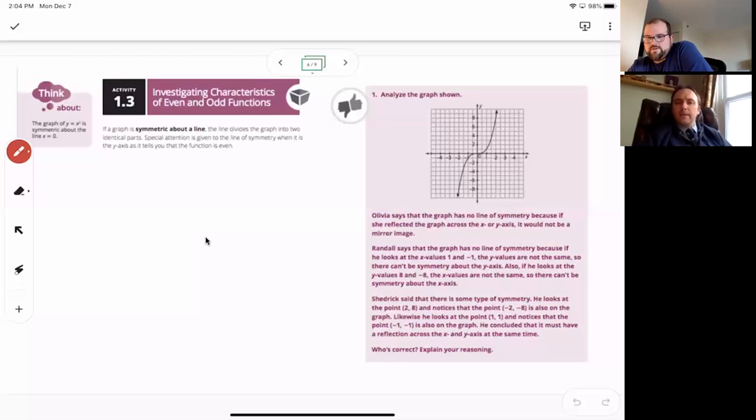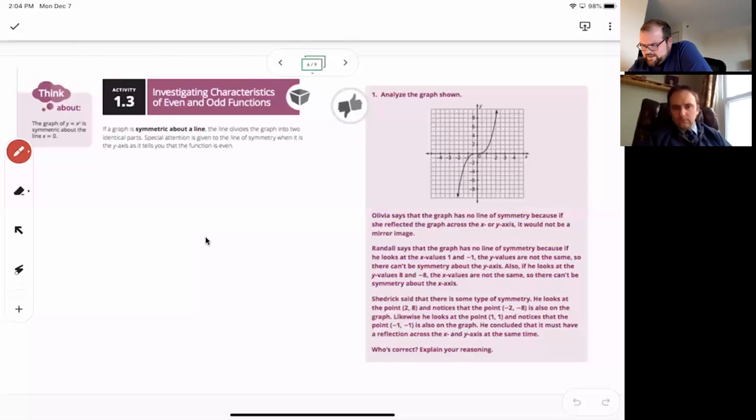Yeah, I think my issue with Randall is he looks at the x values and the y values are not the same, so there can't be symmetry about the y-axis. But again, we could have a different line of symmetry. And I think that's what makes me uncomfortable, that we're looking at very specific values to claim that we can't have any line of symmetry. Right. Yeah, I think that's fair.